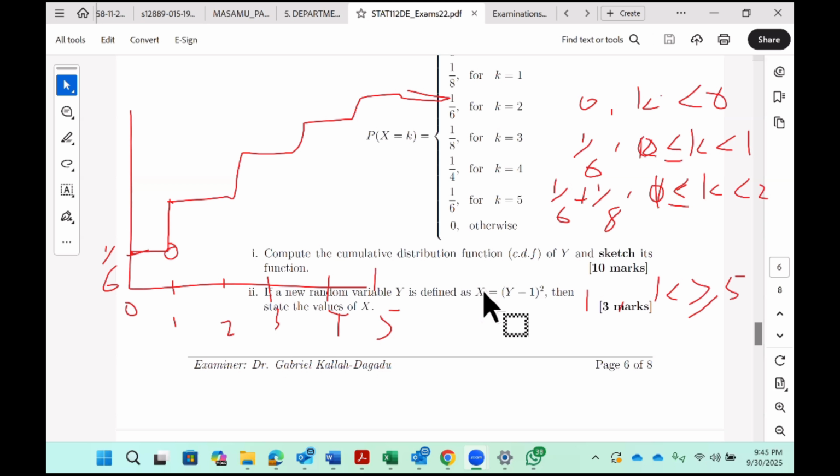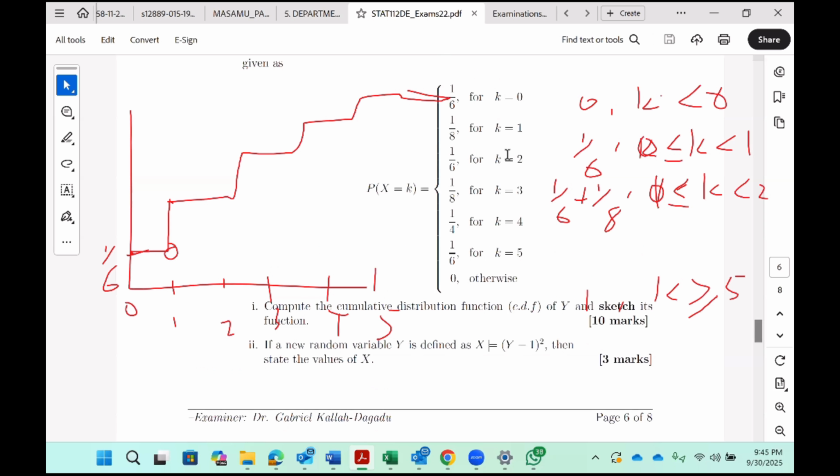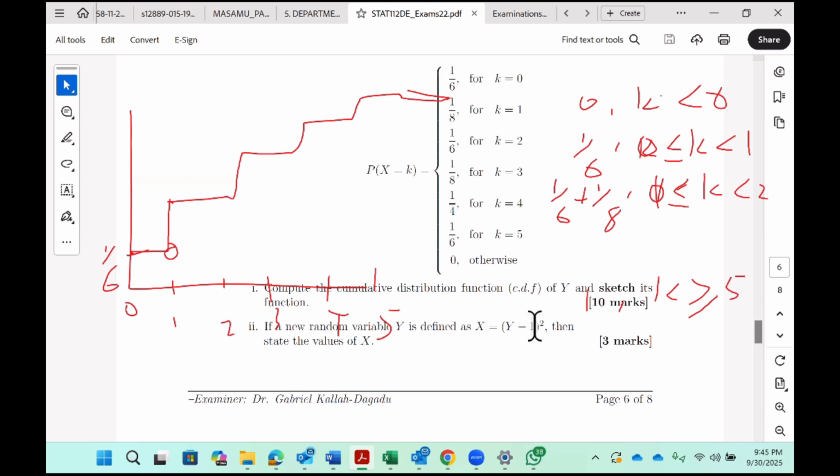Sorry, it's supposed to be y equals x minus 1. Is that okay? X minus 1. So you have here, when x equals 0, k equals 0, so you have k, 0 minus 1 squared. K equals what? 1, so you have 1 minus 1 squared, that will be 0. Then you also continue.